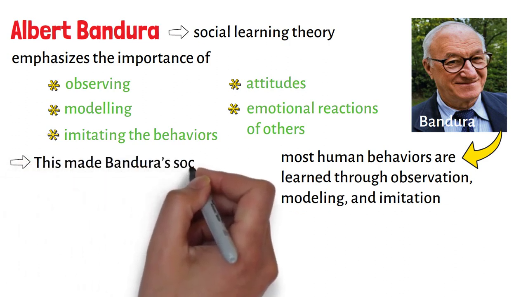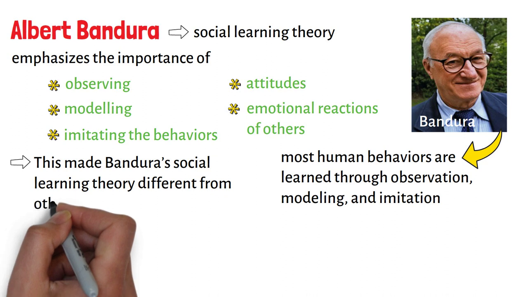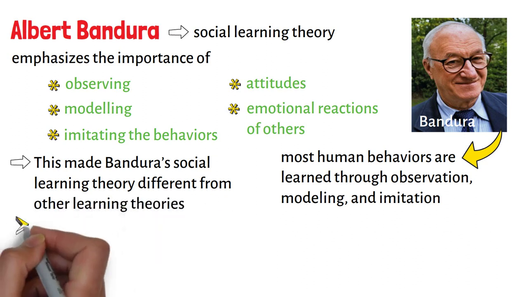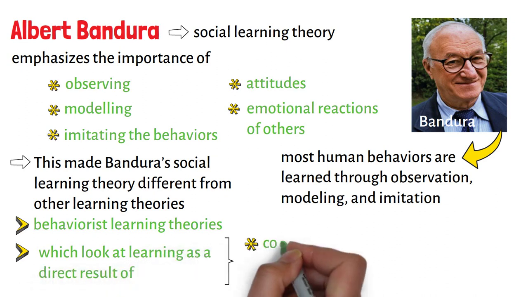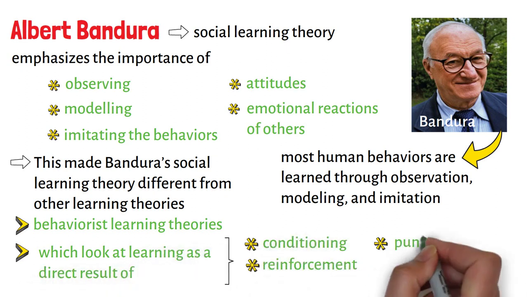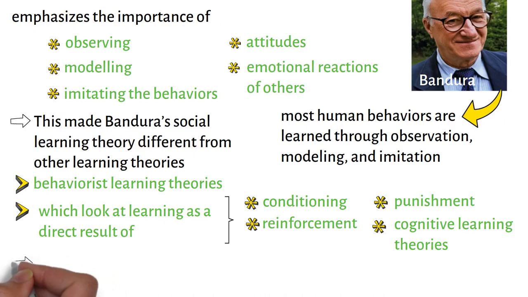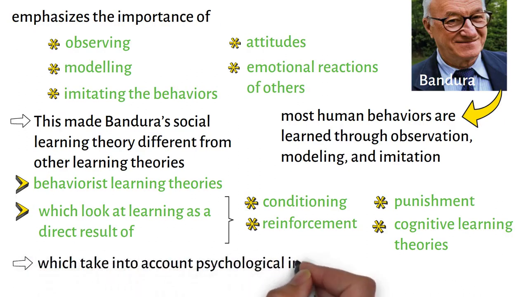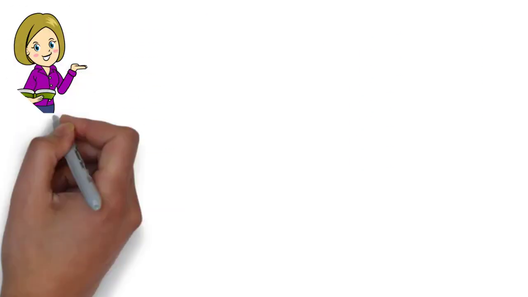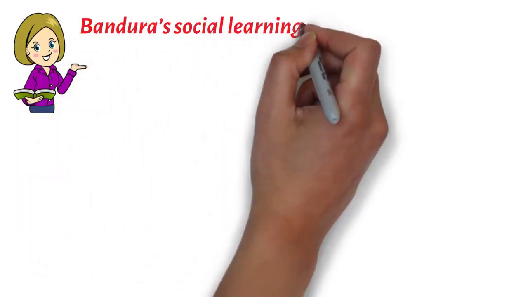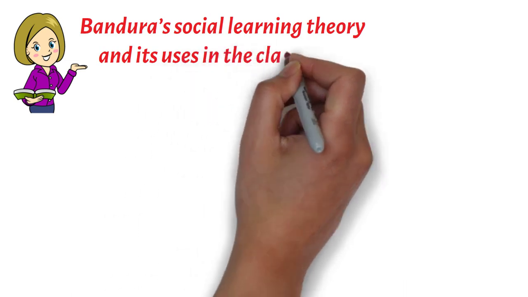This made Bandura's social learning theory different from other learning theories, such as behaviorist learning theories, which look at learning as a direct result of conditioning, reinforcement, and punishment, and cognitive learning theories, which take into account psychological influences such as attention and memory. In what follows, I will briefly sketch Bandura's social learning theory and its uses in the classroom.